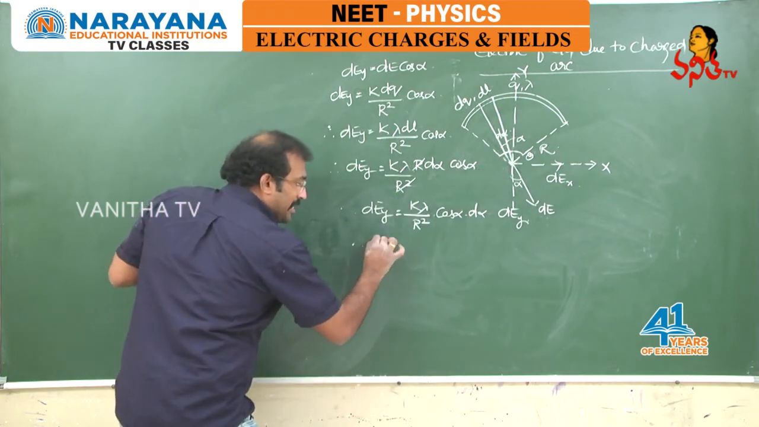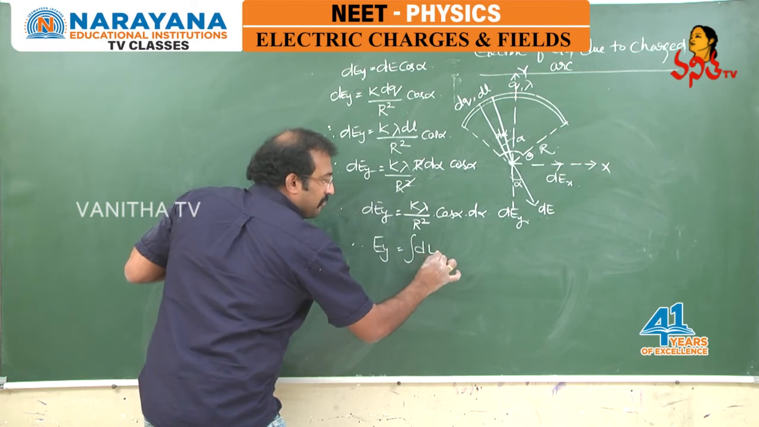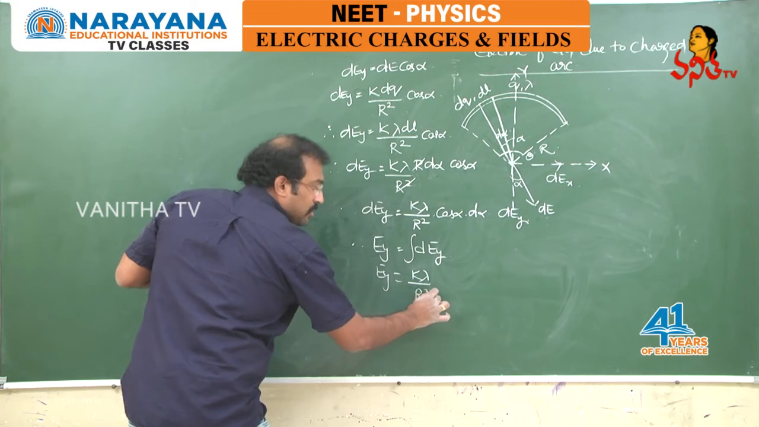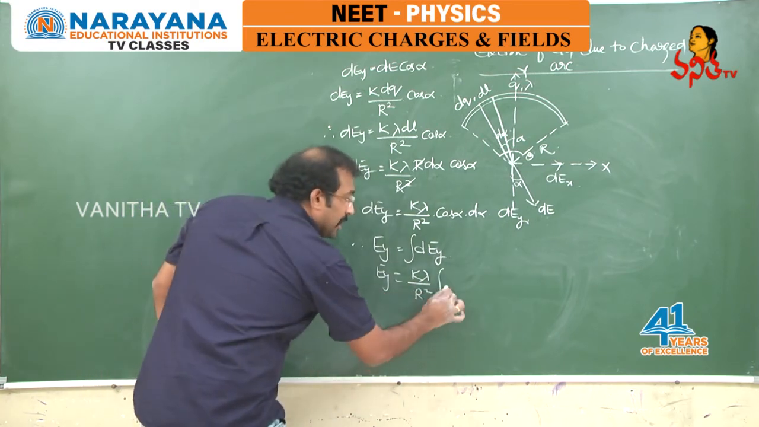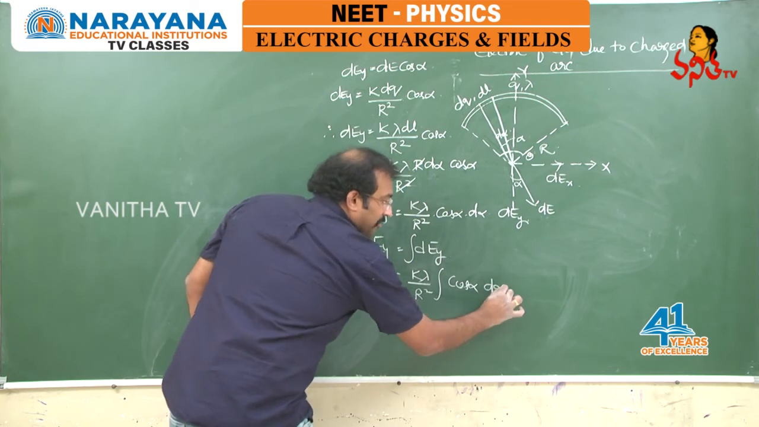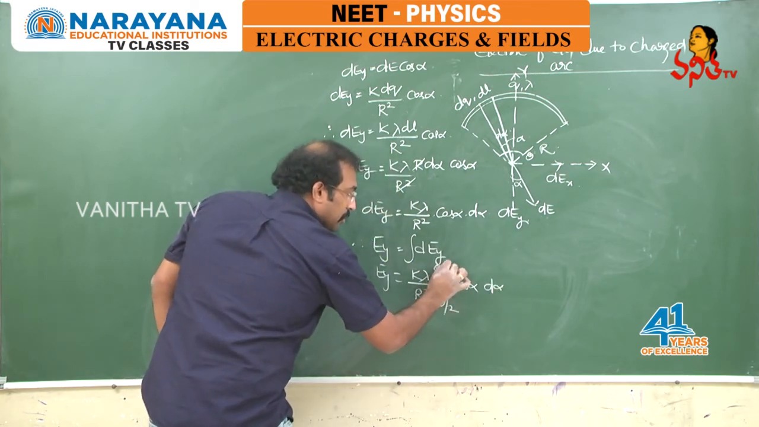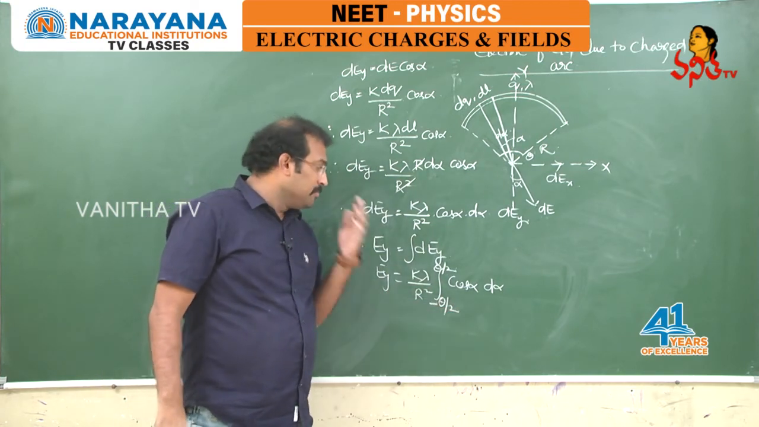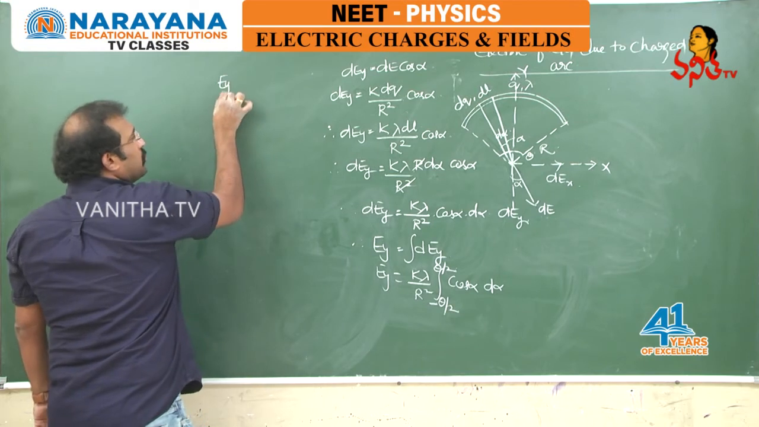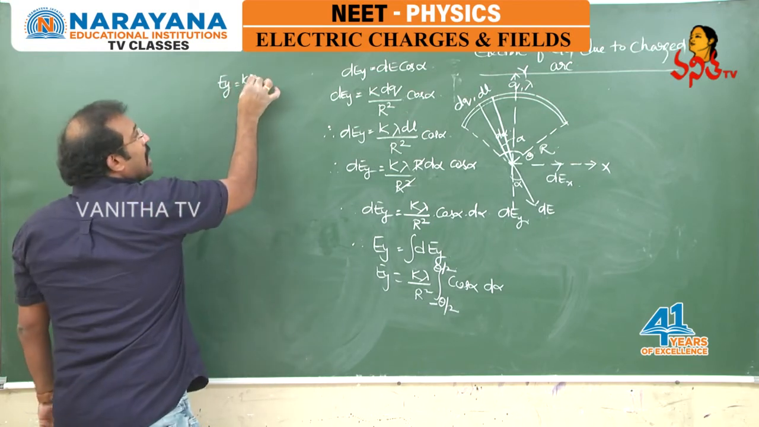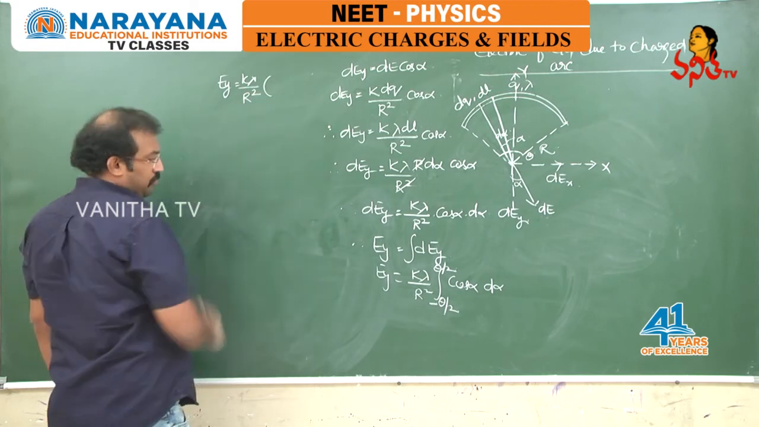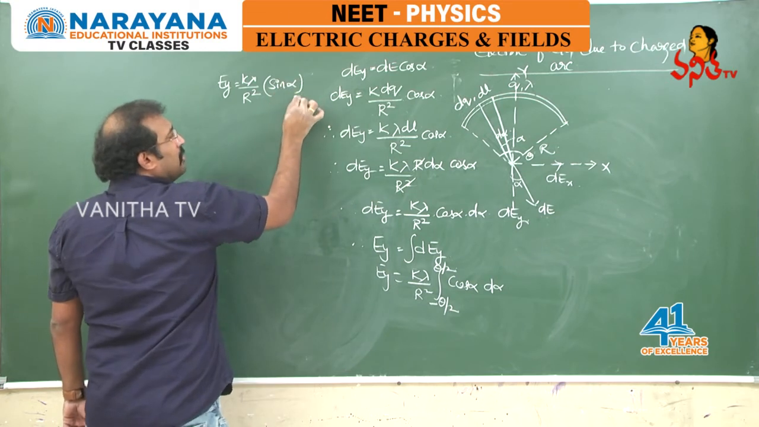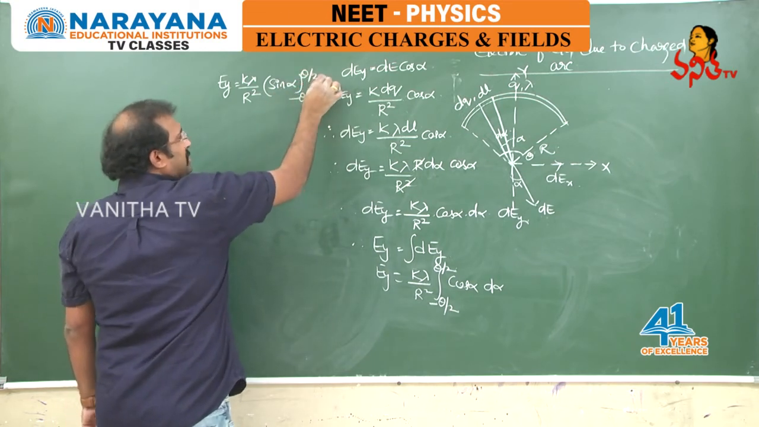So therefore, the net electric field is integral of dEy, which I can write as kλ by r square, constant, integral of cos α dα from minus θ by 2 to plus θ by 2. So this is how we can calculate the integration value. So Ey is equal to kλ by r square into the integral of cos α, which is sin α, from minus θ by 2 to plus θ by 2.